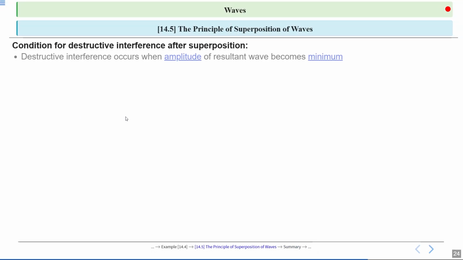Now, destructive interference happens when the amplitude of the resulting wave is at its minimum. In other words, the waves are combining in such a way that they cancel each other as much as possible.